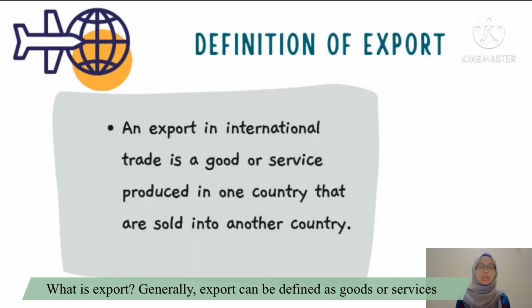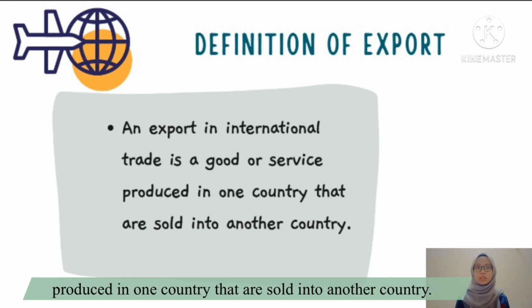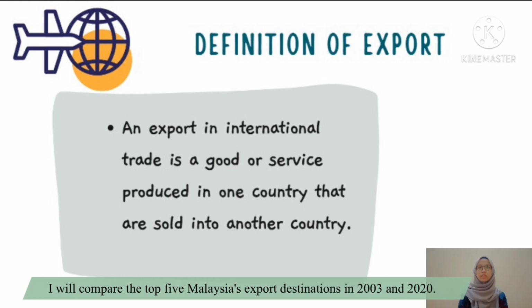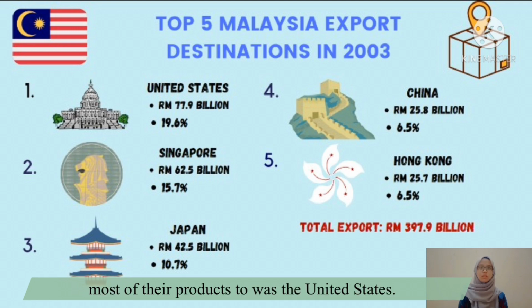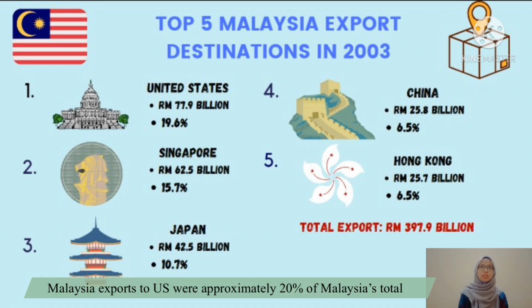What is export? Generally, export can be defined as goods or services produced in one country that are sold in another country. I will compare the top 5 Malaysia export destinations in 2003 and 2020. In 2003, the first country that Malaysia export most of their product was the United States. Malaysia export to US for approximately 20% of Malaysia's total exports.